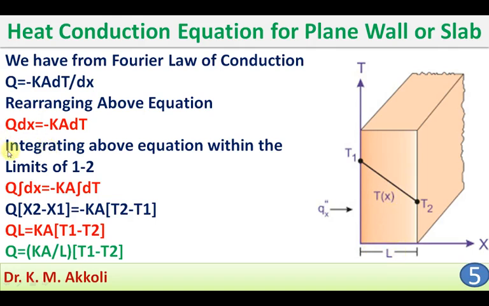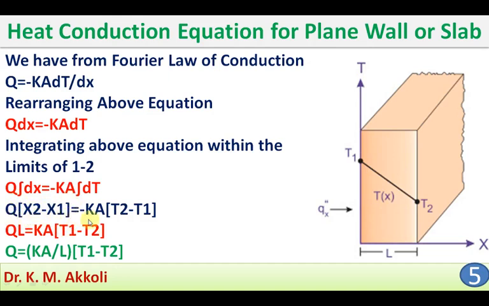Here we integrate the above equation within the limits 1 to 2. Q, the rate of heat transfer, is a constant. The variable is dx, so the integration of dx equals minus K A, constants taken outside, times the integration of dT. So we have Q times the integral of dx from x1 to x2, within the limits 1 to 2.